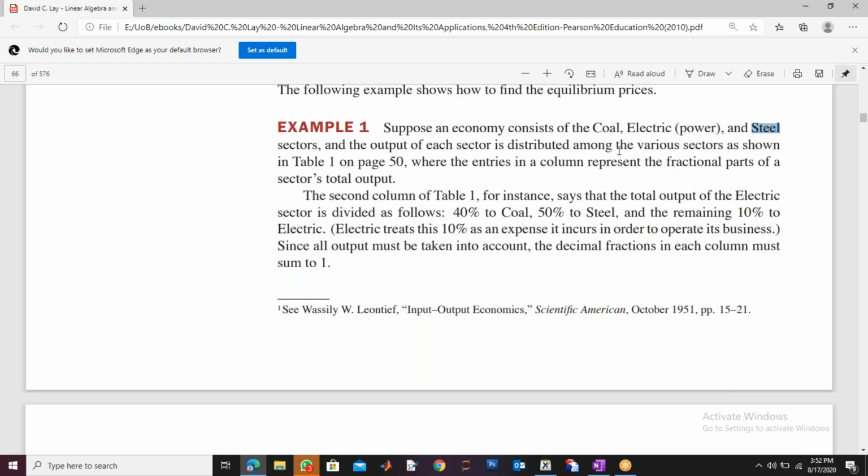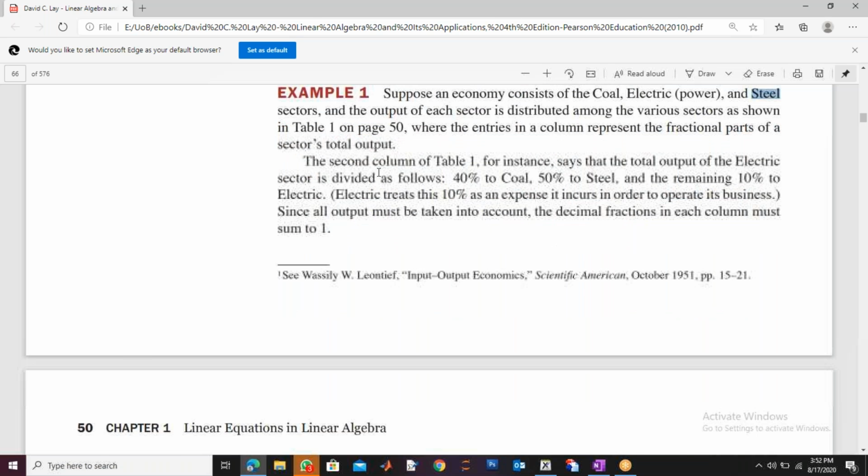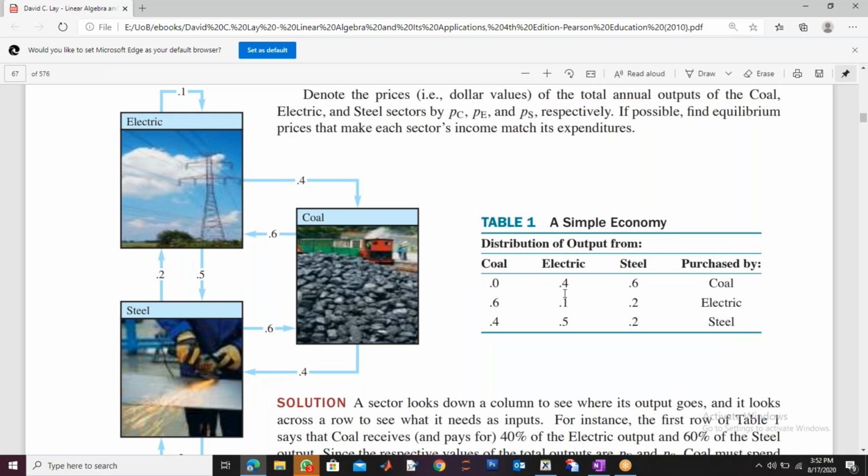The output of each sector is distributed among various sectors as shown in table 1. So this is table 1 which is given. Sometimes a country is making money from all 3 sectors, but it does not give money directly to the sectors, because the government keeps the money and then distributes it among different places. So the distribution of the output from coal goes to all 3 sectors: coal, electric, and steel.